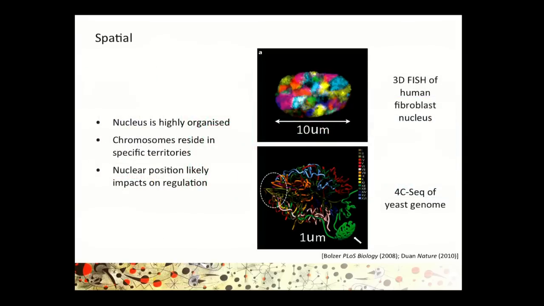And just to finish off, of course, the spatial map is incredibly important. So the nucleus: here we showed two representations of the nucleus, one taken by FISH, where each chromosome in this human nucleus is colored differently, and then a Hi-C type representation of the yeast genome. And so these chromosomes reside in very specific territories within the nucleus, and it's becoming clearer and clearer that the nuclear position of particular genes impacts greatly on its transcriptional state.